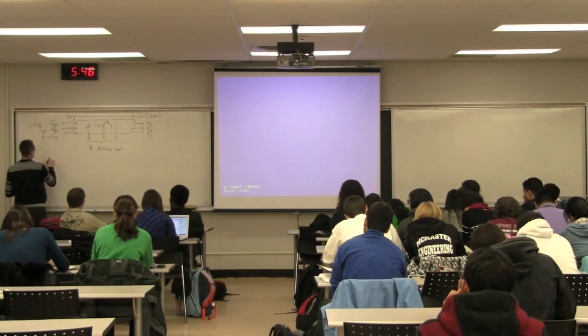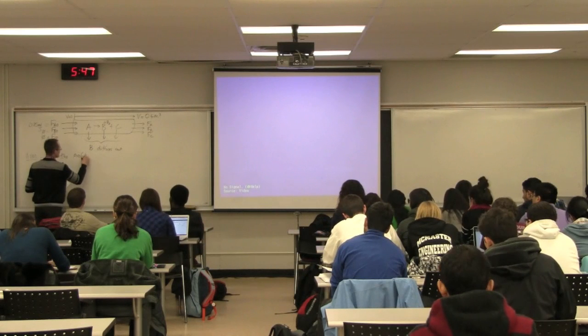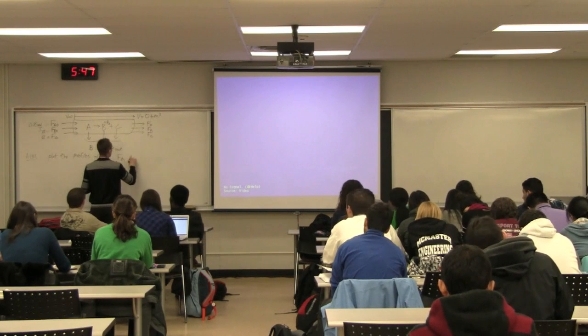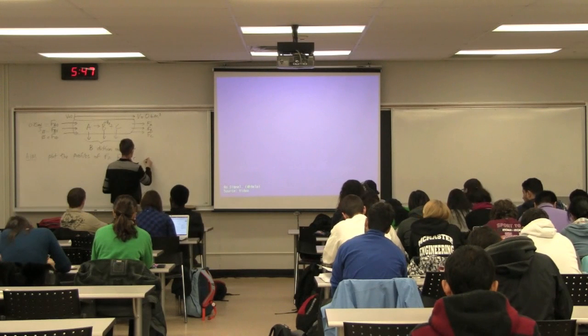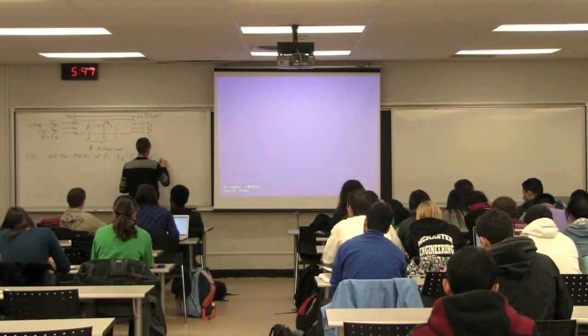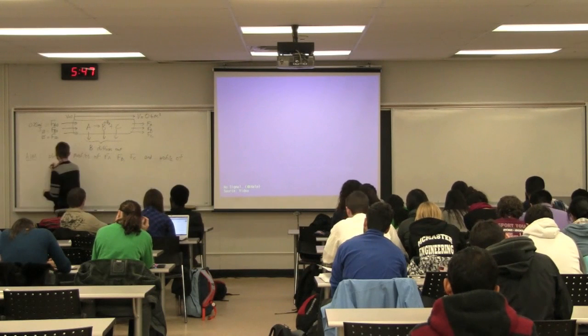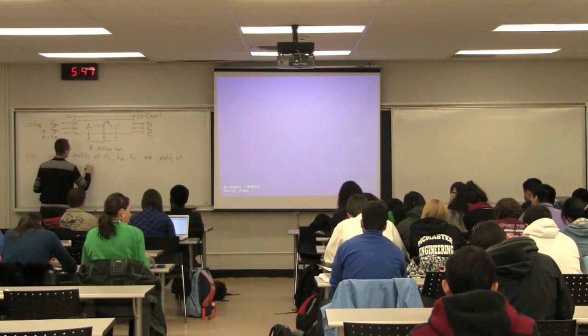So let's say we would like to plot the profiles of FA, FB, FC. And I thought it would be interesting to take a look at the profile of B leaving by diffusion.